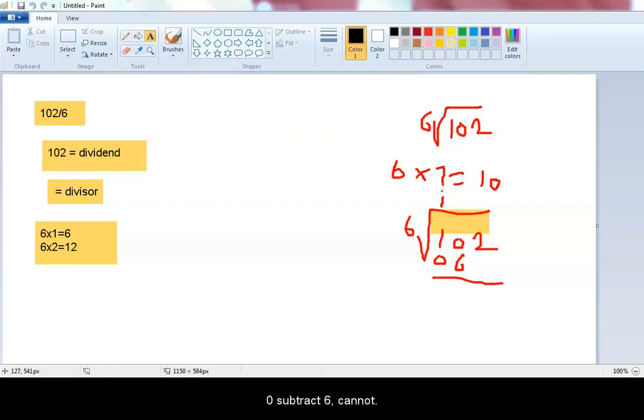0 subtract 6 cannot. We are going to borrow 1 to the 0 to give us 10. 10 subtract 6 gives us 4. This is going to be 0 because 1 has been taken over to this side. Now this 2 comes down. All along it has been untouched. Now it comes down and meets the 4 to give 42. So we're going to repeat the whole process again.